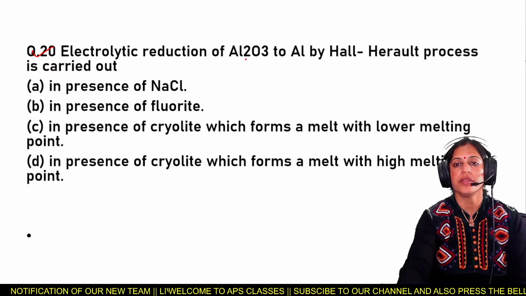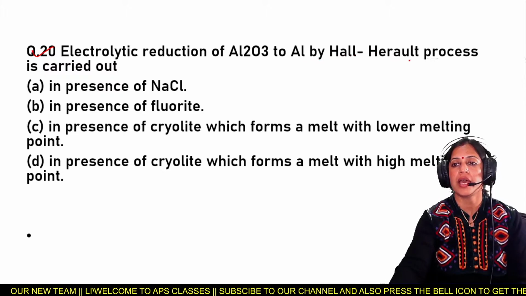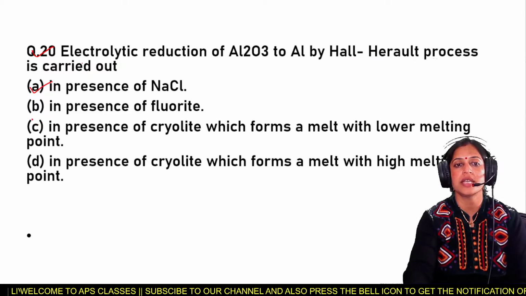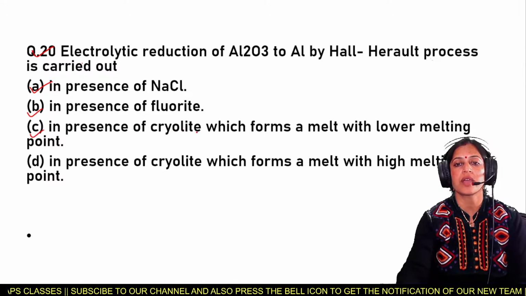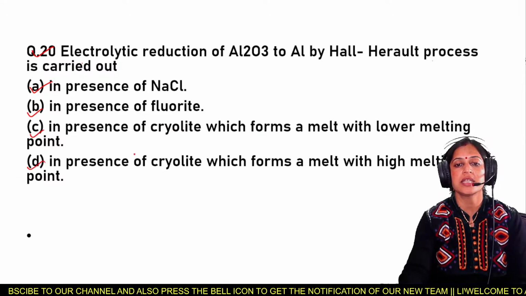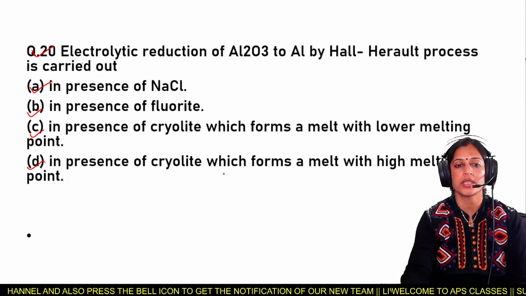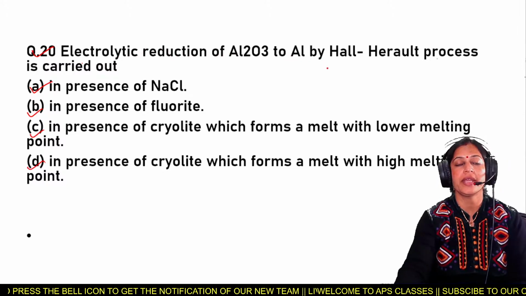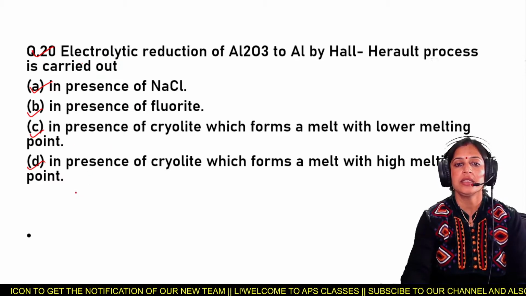Electrolytic reduction of Al2O3 to Al by the Hall-Heroult process is carried out: option A, in the presence of NaCl; B, in the presence of fluoride; C, in the presence of cryolite which forms a melt with lower melting point; and D, in the presence of cryolite which forms a melt with high melting point.